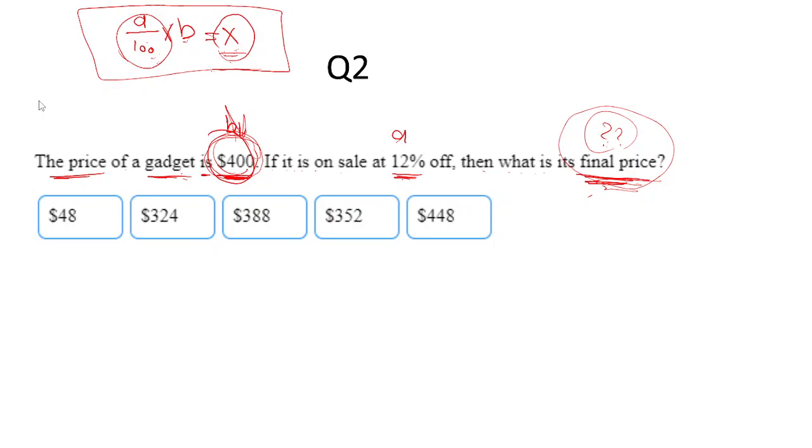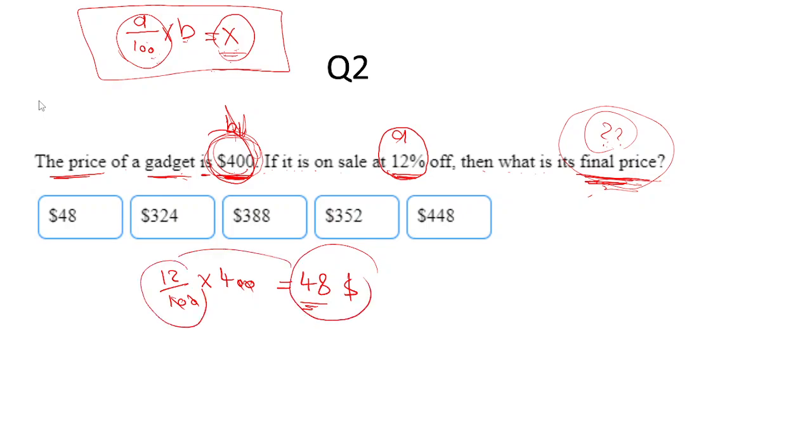Now the first thing I need to know is the percentage value: 12% of $400, right? So it will be 12 over 100 multiplied by 400, which is $48. $48 is the value of 12% of 400. This is the discount amount, not the final price.